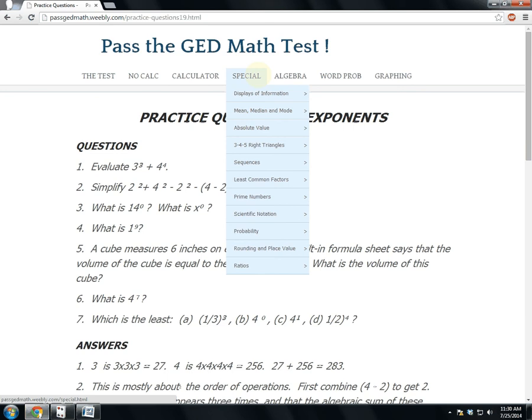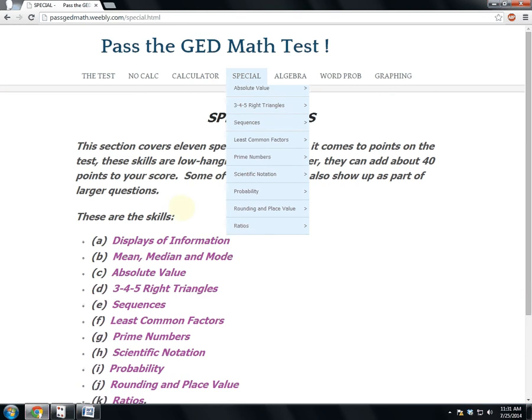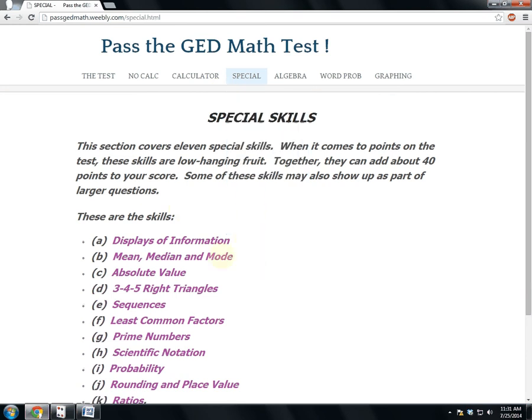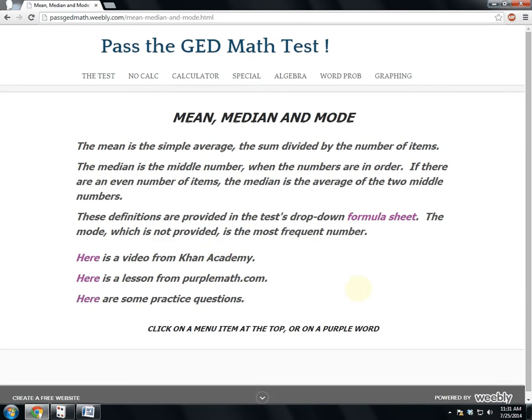But let's look more closely at one example, but I'm not going to use the drop-down menu. Alternatively, I can click on special on the heading, and then I have the options here as well, and I'm going to click on mean, median, and mode just as one example of the 11 skills.